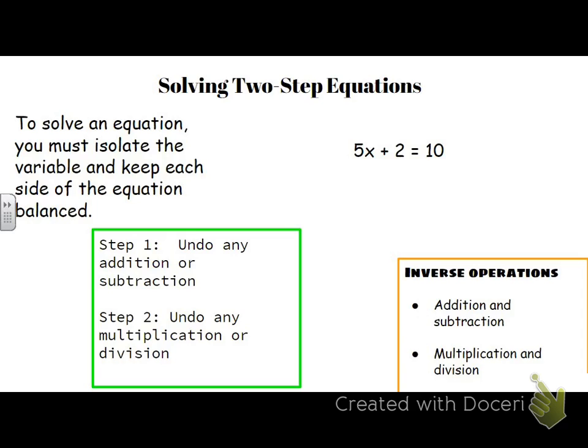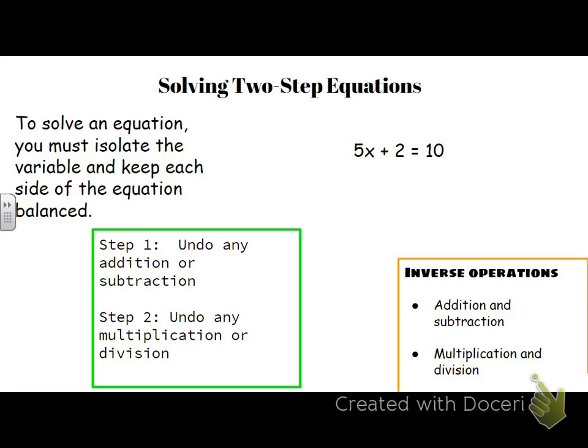So to solve an equation, you're still trying to isolate the variable and keep each side of the equation balanced. So basically, we're going to take what we just did on solving one-step equations, and we're just going to add one more tiny step. If you'll notice, the inverse operations are still the same. Addition and subtraction are inverses of each other. Multiplication and division are inverse operations of each other. And to solve two-step equations, we're just going to have two simple steps. First, you're going to undo any addition or subtraction, and then you're going to undo the multiplication or the division.